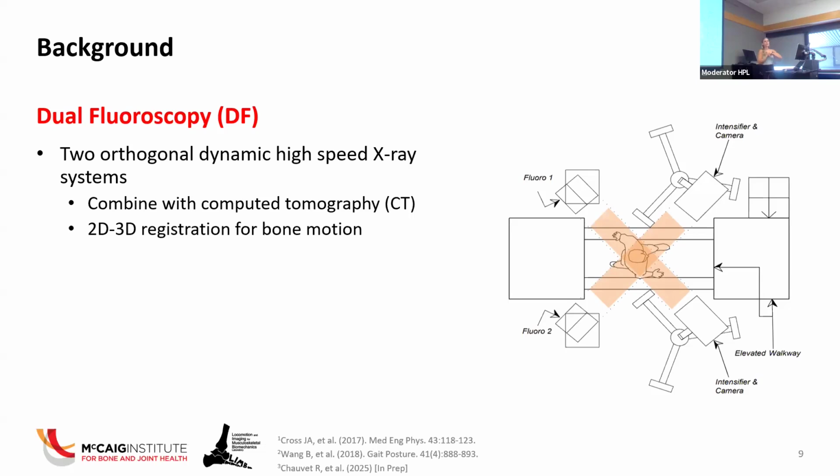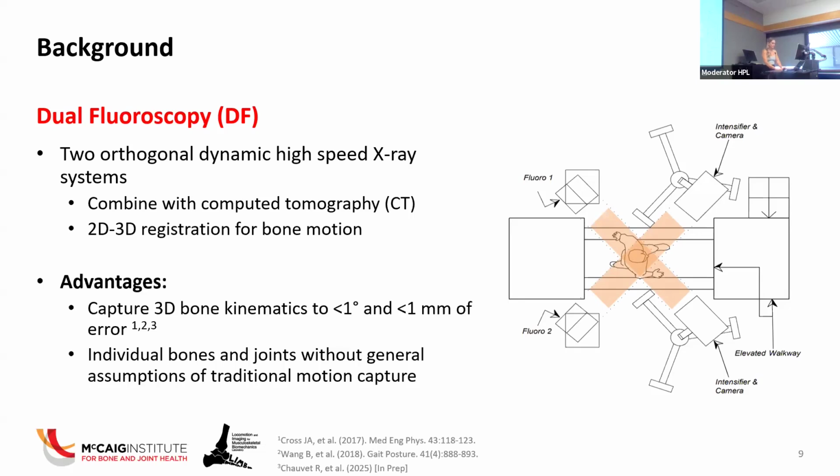And we use this in combination with computer tomography to get us that 2D, 3D registration of the bone. And some of the advantages that we have with DF over traditional motion capture is that we get sub-degree and sub-millimeter accuracy in 3D. And we also have that ability to capture individual bones in joint motion.